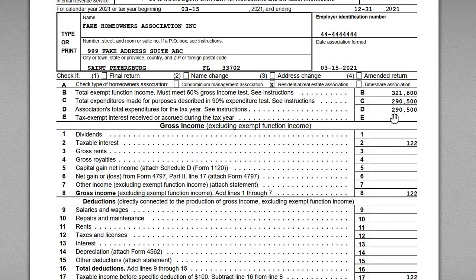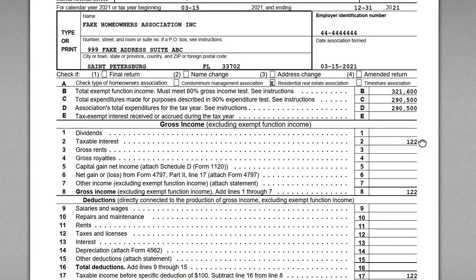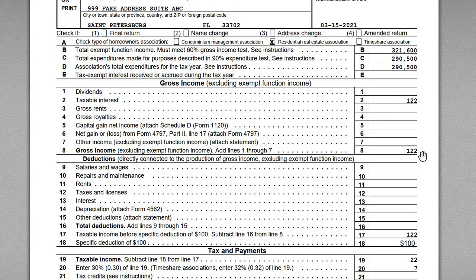And then line D here, it's asking for the total expenditures for the year. Now, remember, in the fact pattern, we don't have any deductions down here connected to the production of gross income that's not exempt. So that's why on line D, it's matching line C because we don't have anything on lines 9 through 15. If, for example, you had some expenses down here, then that would be factored into the total on line D.